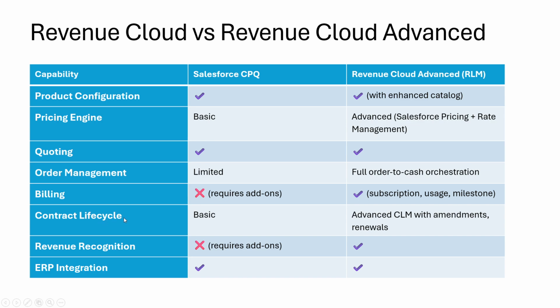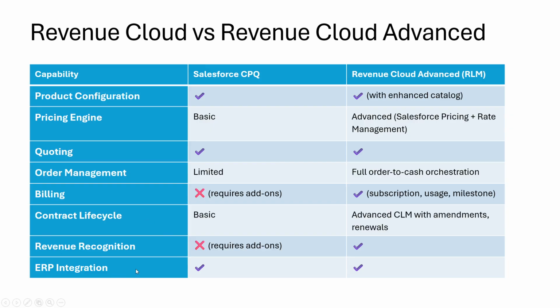Coming to contract lifecycle, there is a huge improvement in this area with Revenue Cloud Advanced. Contract lifecycle management is now possible within Salesforce, right from redlining, contract generation, amendments, and renewals, all managed by the new contract lifecycle management module. Revenue recognition, yes, it is supported with Salesforce CPQ too, but we need to install the billing module, and with RLM it again comes with the platform itself.